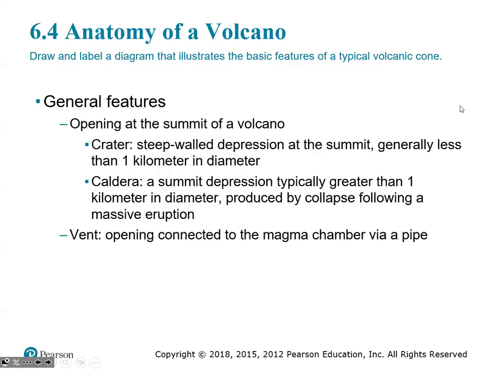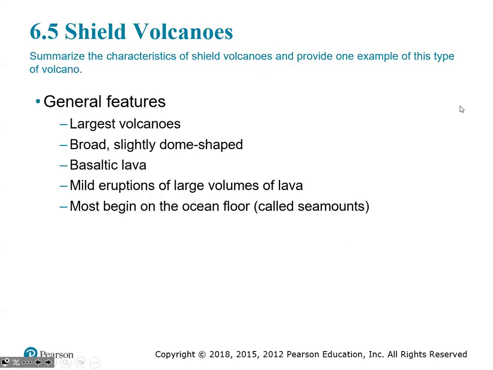And you can also get things like lava tubes, which are just tubes that lava flowed in. So, some general features. We'll start by talking about shield volcanoes. We're going to go through several different types.